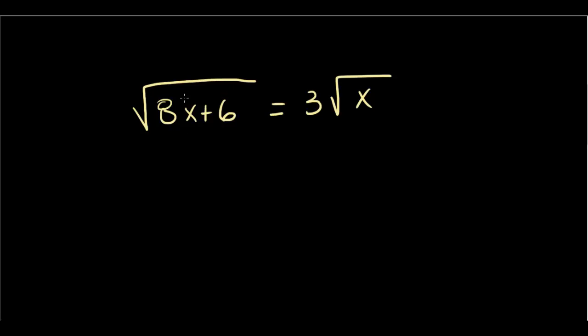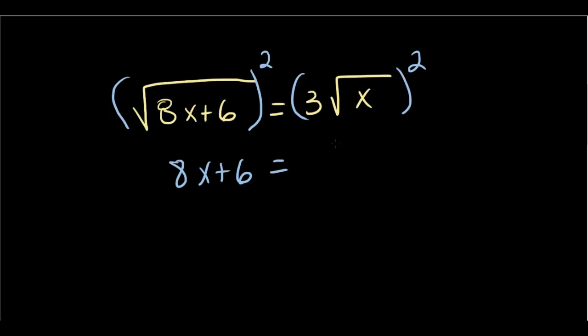Sometimes you will have radicals on both sides, and the process is very similar. We're going to elevate everything to the power of 2 because it is a square root. So that's going to give us 8x plus 6 equals 9x. Why? Because the 3 is also elevated to the second power. So you have to multiply 3 times 3, that gives you 9.